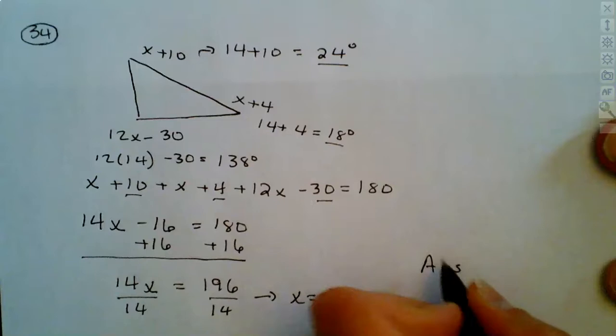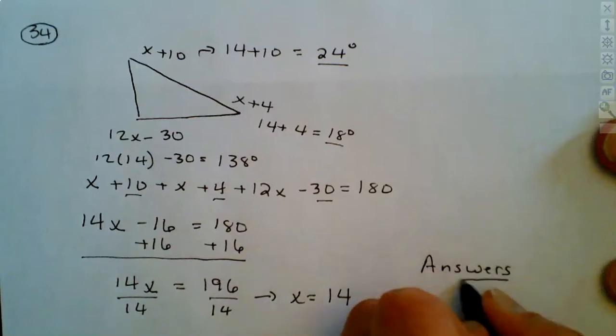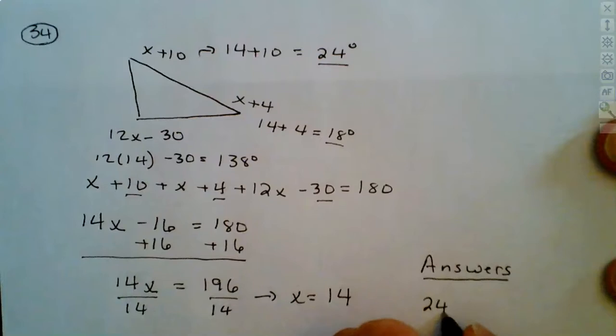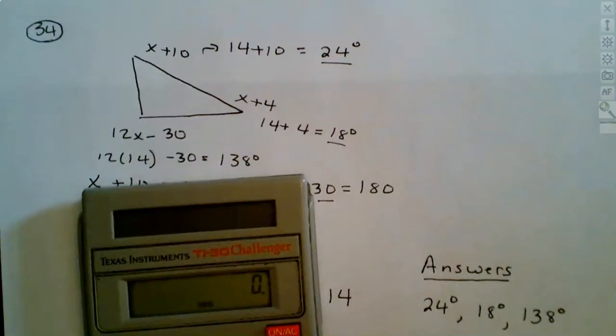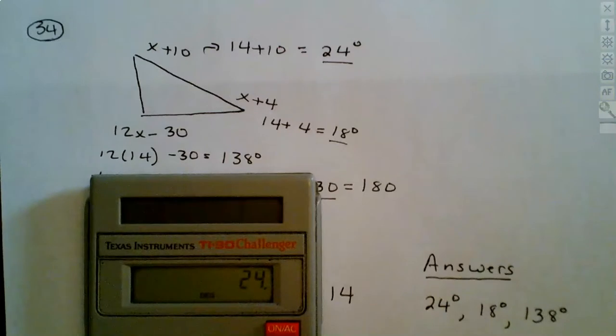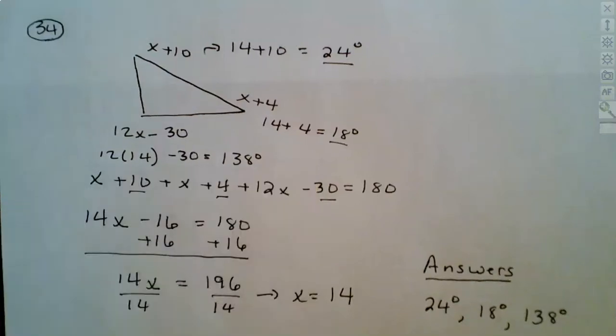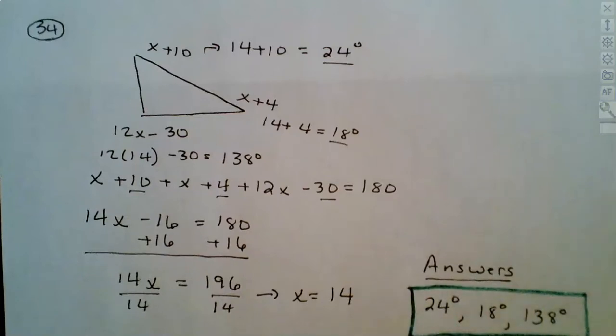So now what's our final answer? Or answers? Our final answers are 24 degrees, 18 degrees, and 138 degrees. And we know we did it correctly. How? We add them together. What should they give you? 180. So 24 plus 18 plus 138. See, that gives you 180. So we know then that we did it correctly. So these are going to be our answers right here. 24, 18, and 138.